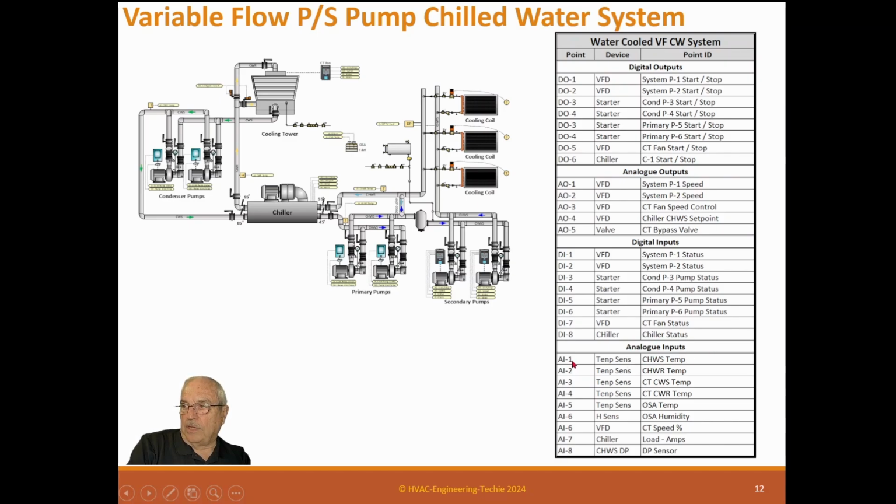Analog inputs, we have AI1 is the chill water supply temperature. We have chill water return temperature. We have the condenser water supply temperature. We have a condenser water return temperature. We have outside air temp and outside air humidity. We have a cooling tower fan speed. We have chiller load amps. And we have the DP sensor for the differential pressure on the secondary side. So that's the point list, which is fairly common. This is a pretty simple system. It's traditional. It works well. It's easy to understand, and it's easy to operate.